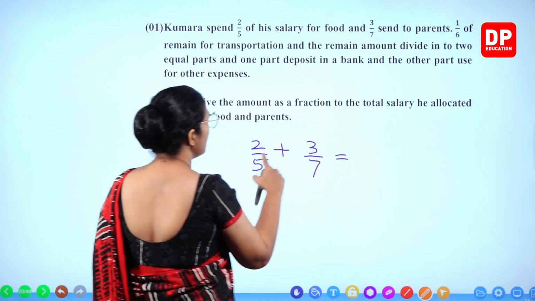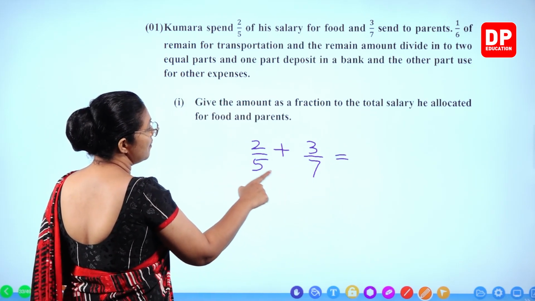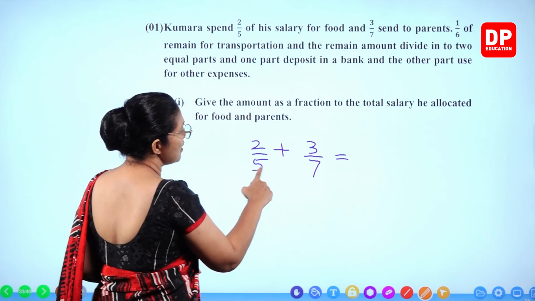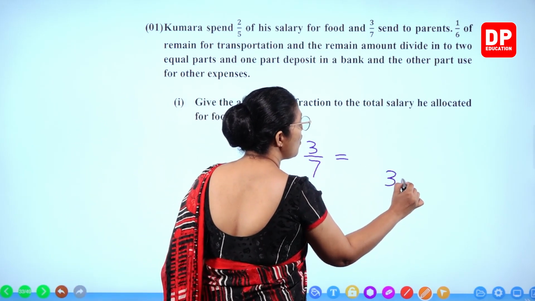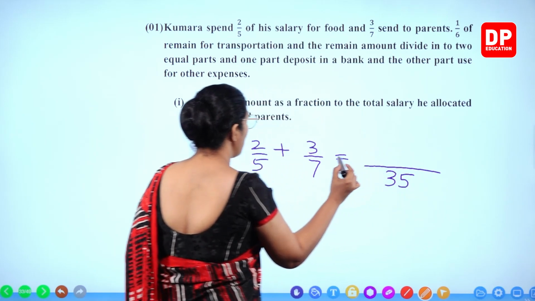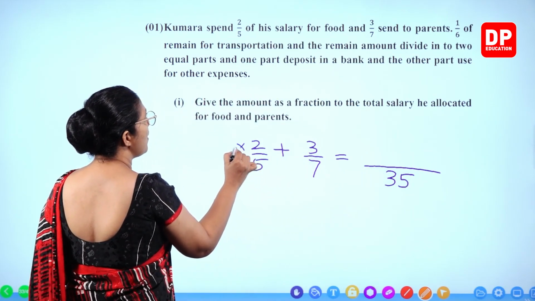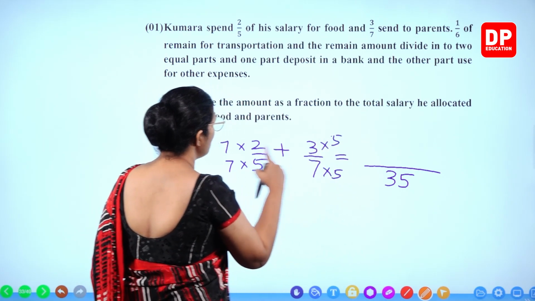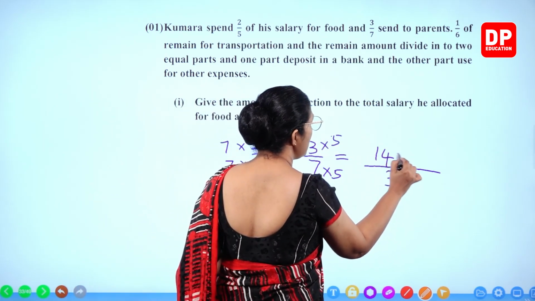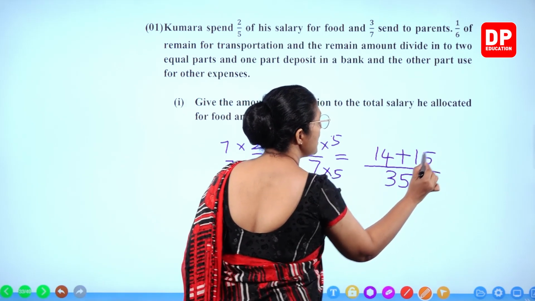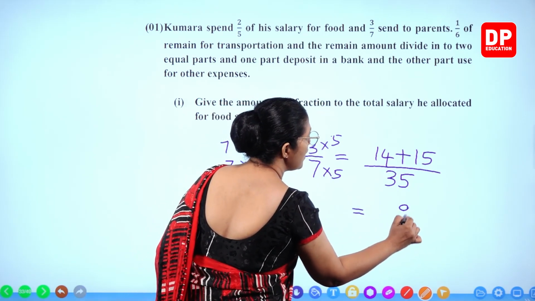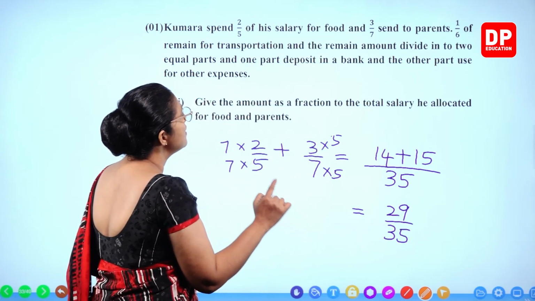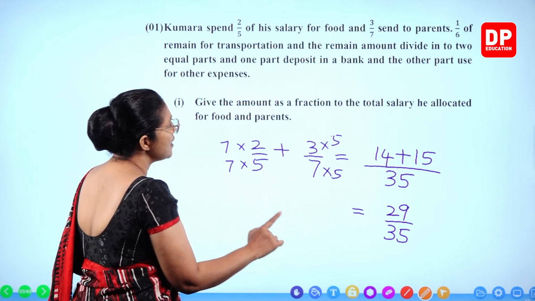So for the total, you have to add the 2 fractions. So 2/5 and 3/7. 5 and 7, the common denominator is 35. That means you have to multiply the first one by 7 and the second one by 5. So you get 7 times 2, 14 and 3 times 5, 15. When you add it, you get 29 over 35 parts altogether, spent for food as well as sent to parents.